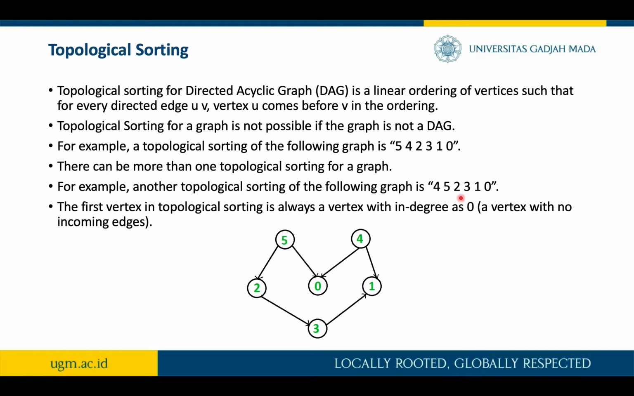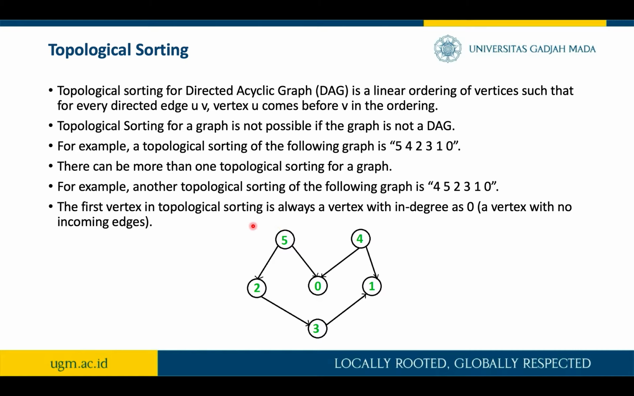But we also need to follow this rule here. So in this rule, for every directed edge UV, vertex U comes before V in the ordering.